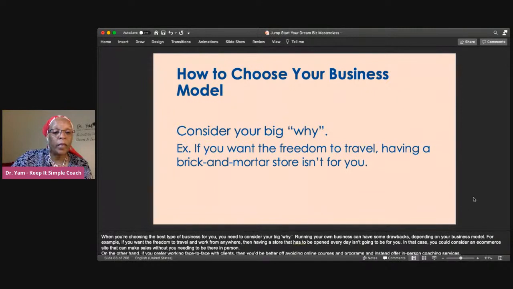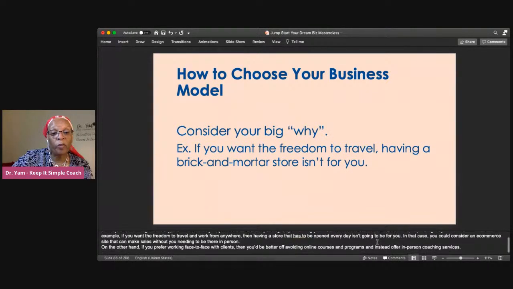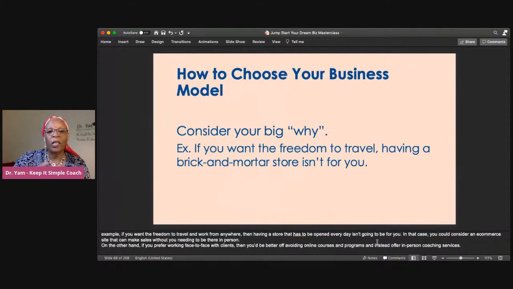On the other hand, if you prefer face to face with clients, maybe you are a salon owner, maybe you do hair, beauty, fashion, and so avoiding online courses and such works well for you because you don't want to be messing with it anyway. You are a direct to consumer type of business operation, and so that makes sense.